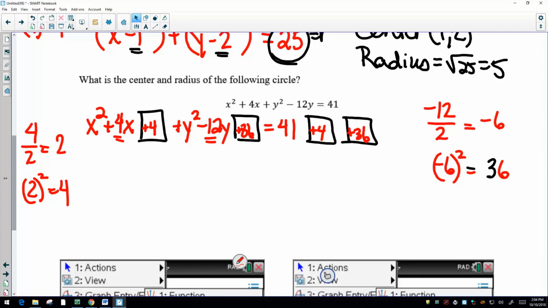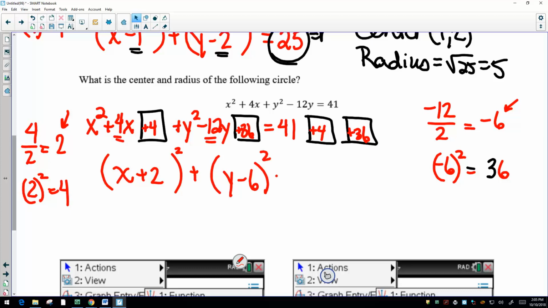And now we make our factors. Quick trick, whatever half of the middle term was becomes the factor. So that tells me it's got to be (x + 2) squared. Do that again for the y's. Half of our middle term was negative 6. So now we have (y - 6) squared. And then when we simplify, 41 plus 4 plus 36, we get 81.